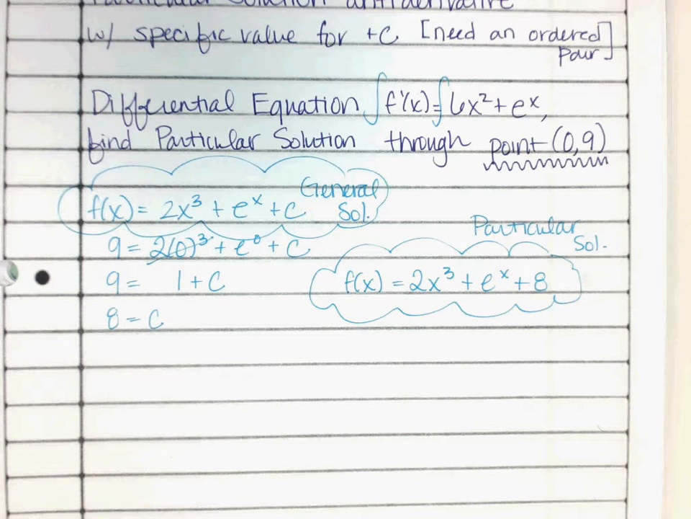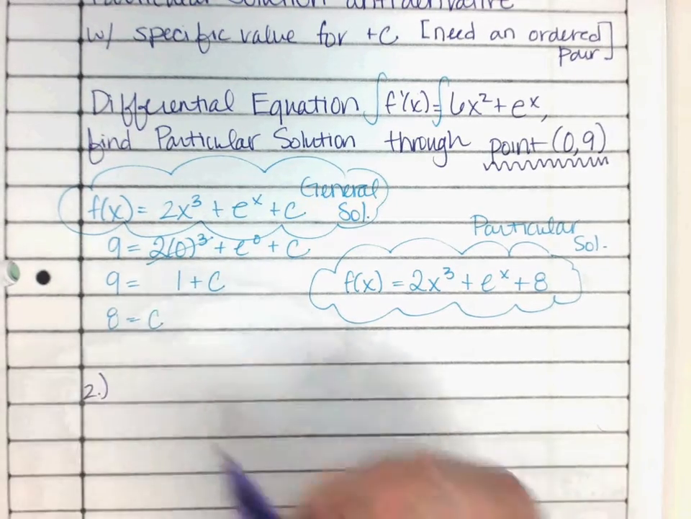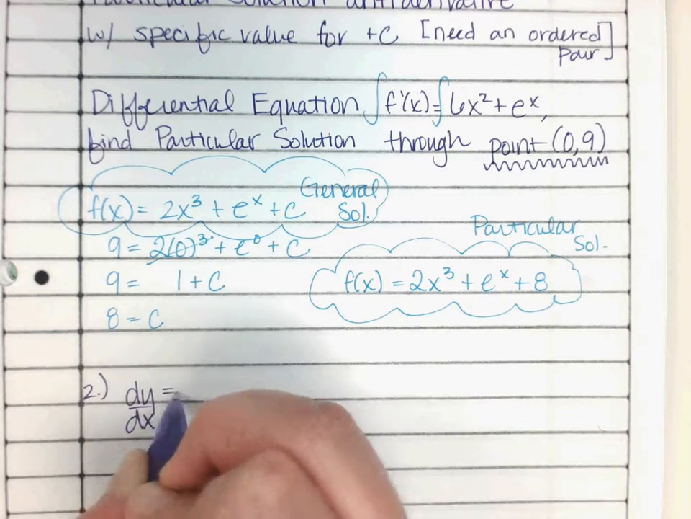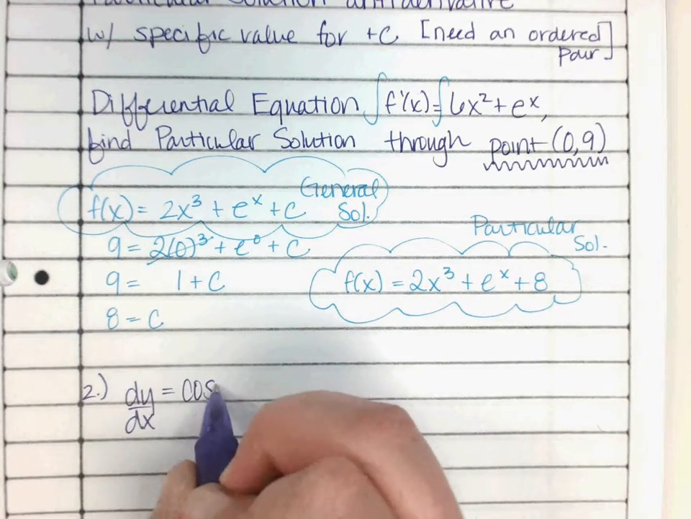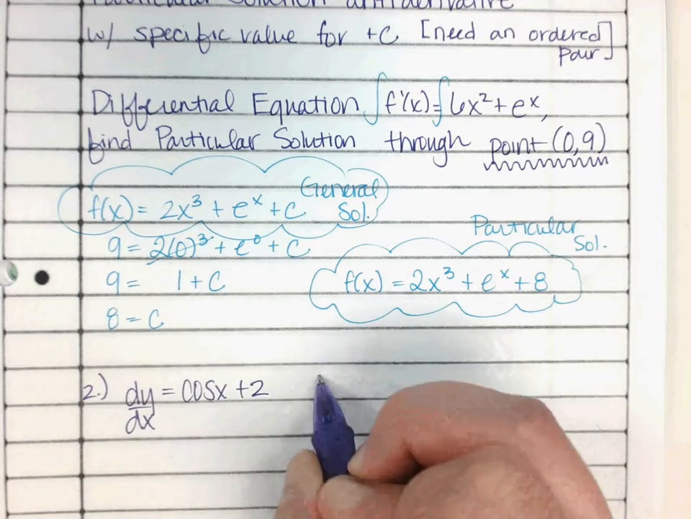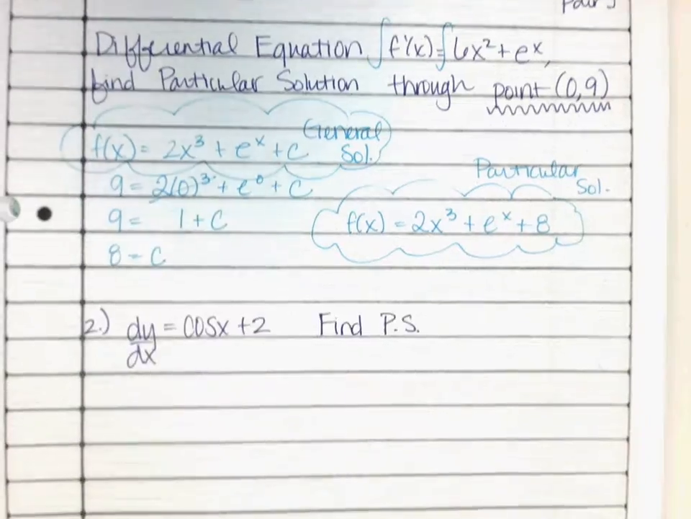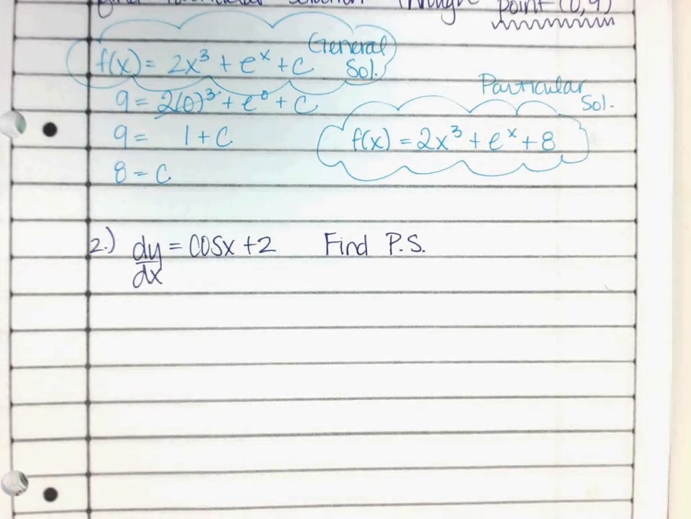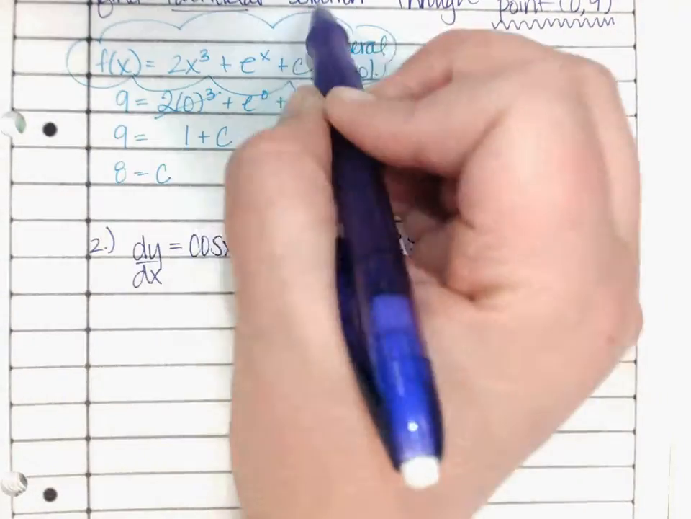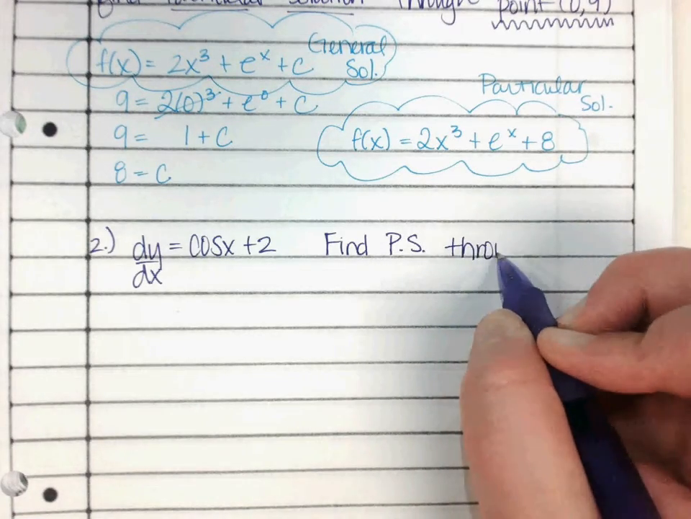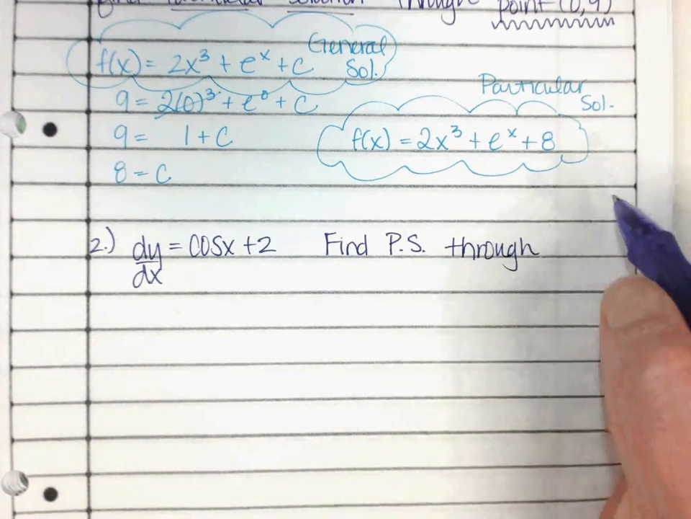Good. Okay, we only have a couple more left. Yes, sir. Okay, next one. dy/dx equals cosine x plus 2. And you are going to find the particular solution. I'm going to abbreviate that PS. If you want to write it out, you can, but it's just particular solution. Okay, through the ordered pair, pi halves, comma 7.